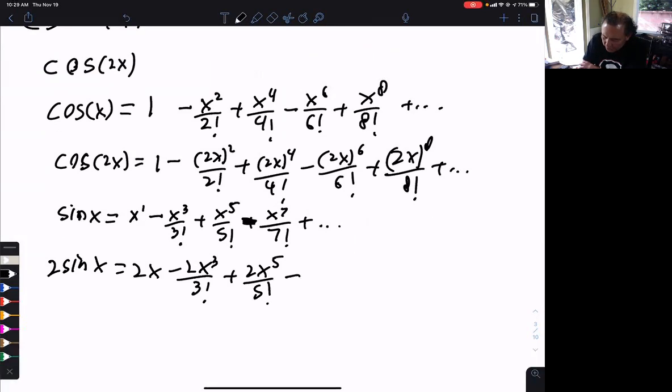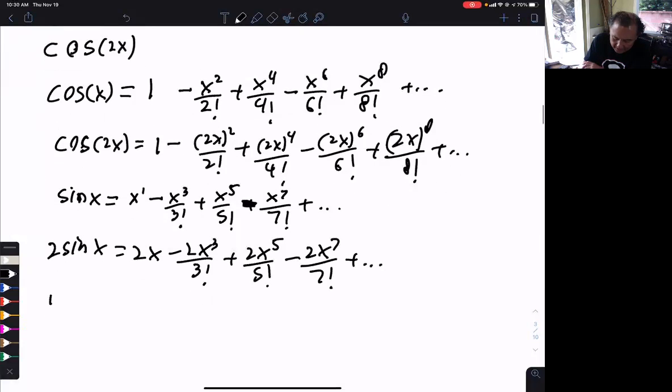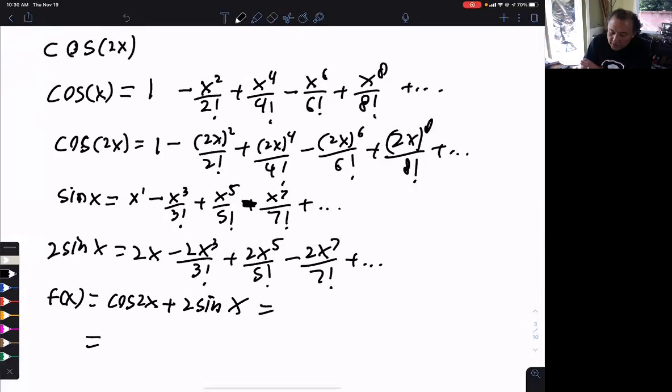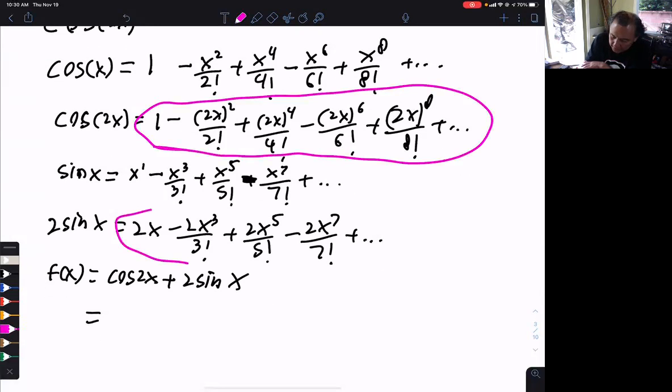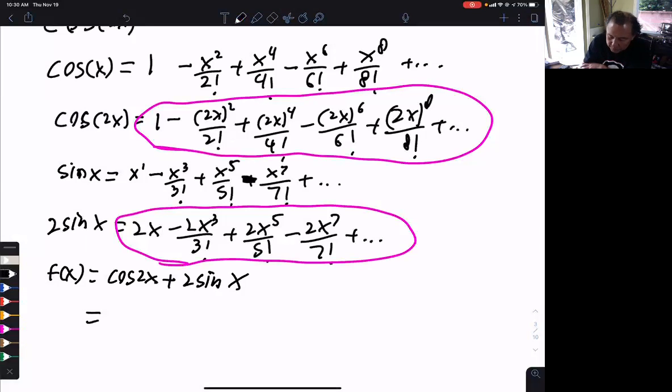Now we have way too many terms. We're not going to need this because they only want the first how many? The first 3 terms? Yeah, the first 3 terms. So what will be f of x, which is cos 2x, plus 2 sine x equal? So using our first theorem, we just add the terms. So let me circle the ones we're adding. We're going to add these to these. And we're going to go from smallest to biggest.